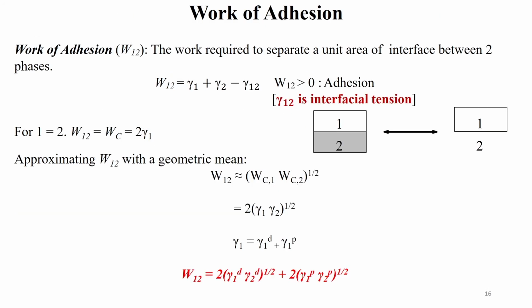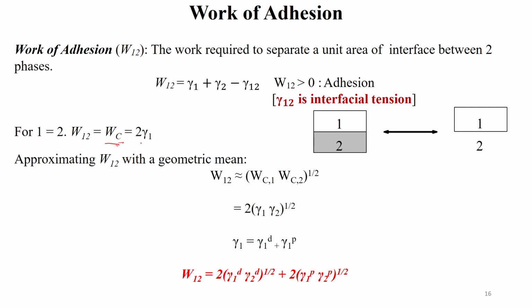Now, how to calculate the work of adhesion here? If you remember the last expression, W12 is equal to gamma 1 plus gamma 2 minus gamma 12. So, this is the 2 medium 1 and 2, you want to separate it. So, first let us consider we are going to have the cohesive.